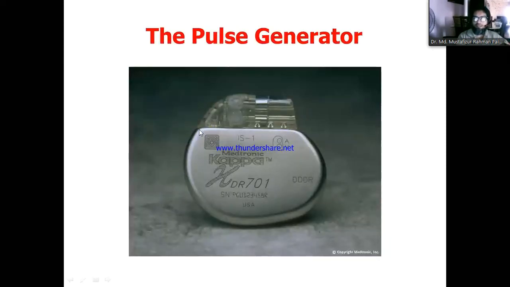This is a recent pulse generator, in which the name of the company is mentioned, and the mode code is also mentioned. In the header end there is the connector. The upper one is the atrial lead connector, and the lower one is the ventricular lead connector. This is a recent pacemaker, and it is made in the USA, as is also written on the pacemaker pulse generator.